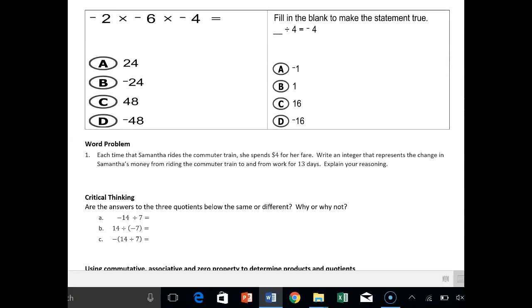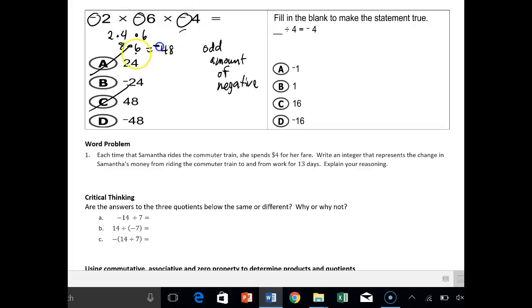All right, a -2 times a -6 times a -4. Notice you have 3 negatives, an odd amount of negatives. So your answer is going to be negative. So you can automatically say goodbye to A and goodbye to C. Now you could use the commutative property of multiplication and say I want to do 2 times 4 first, and then I want to multiply it by 6. And that's just 8 times 6, which is 48. But remember, you had 3 negatives, so it's got to be -48. So your answer in that case is D.